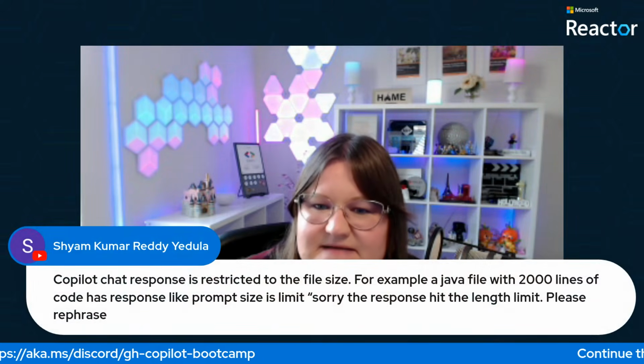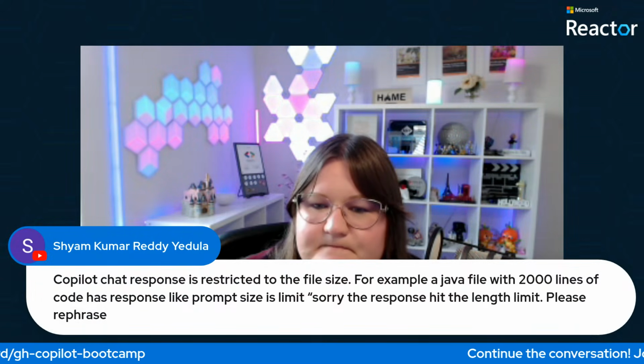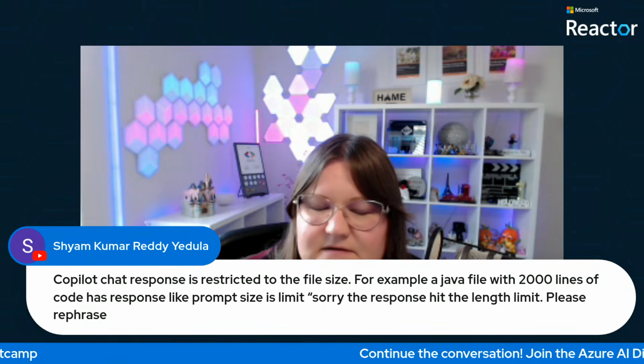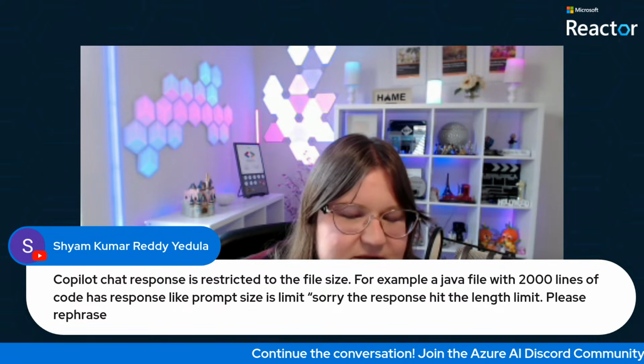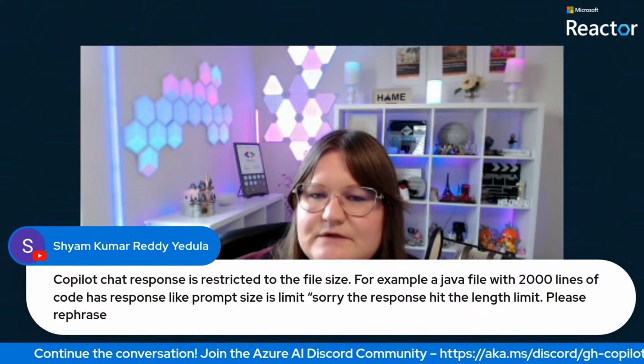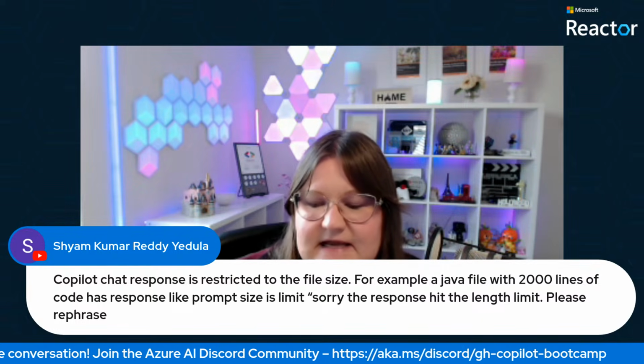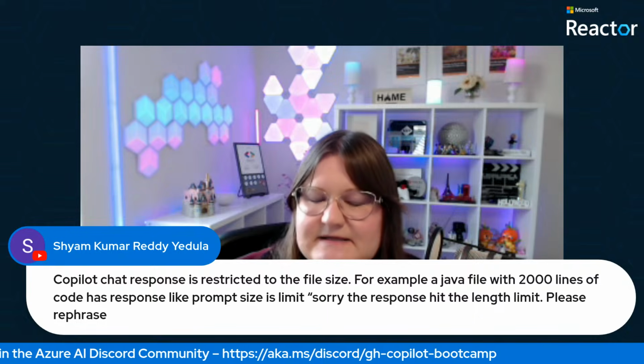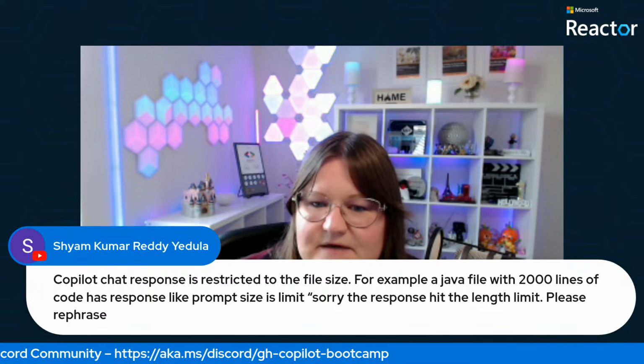Copilot chat response is restricted to the file size. For example, a Java file with 2,000 lines of code has a response like prompt size is limit. I am not sure about that. So if anybody knows, I will need to check the documentation if there is any limitation regarding to the file size.